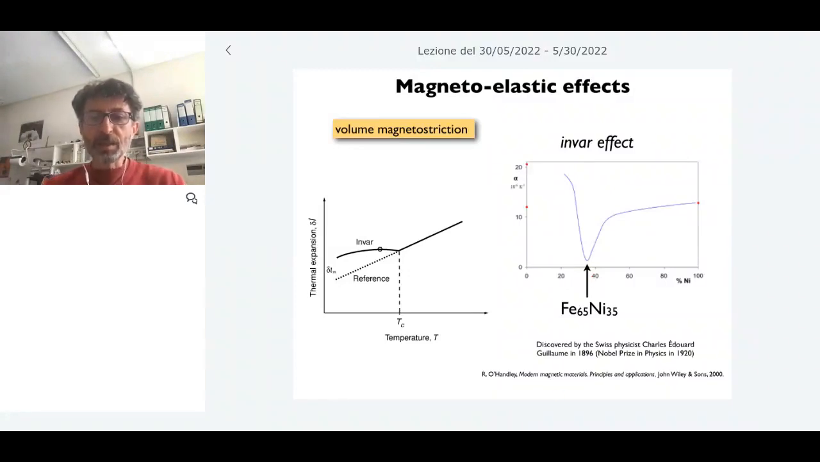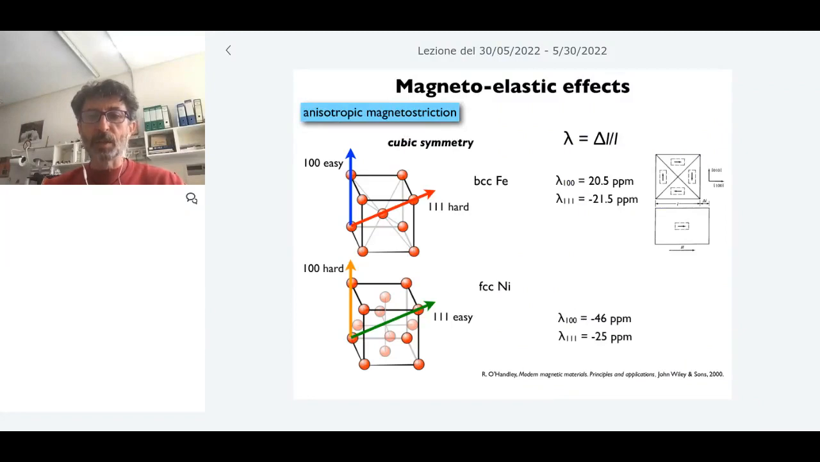And we can pass directly to the anisotropic magnetostriction, which is something that relates the direction of the magnetization with respect to the direction of the crystals, so the symmetries of the crystal. And say immediately one thing that, I mean, in a certain sense is very little known.